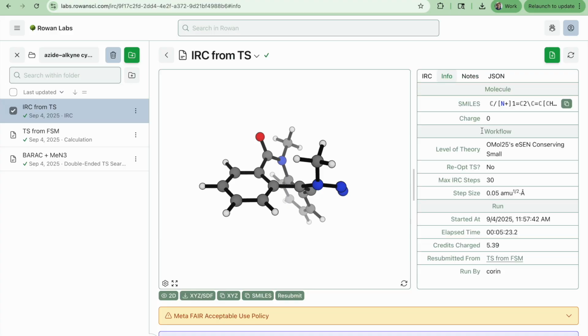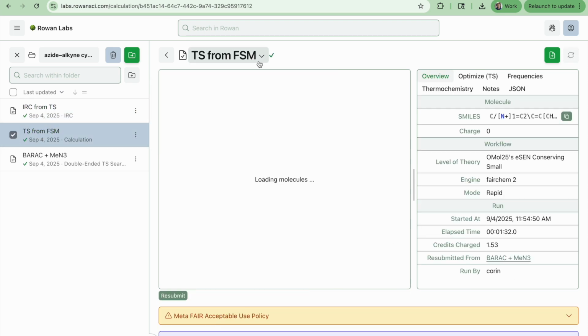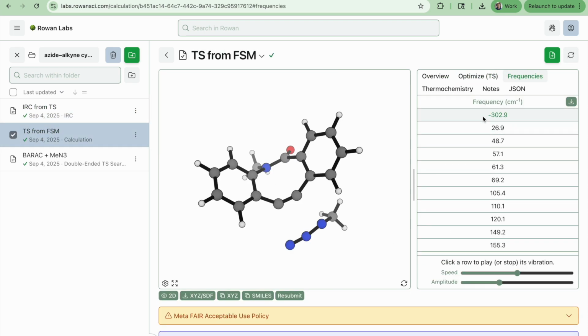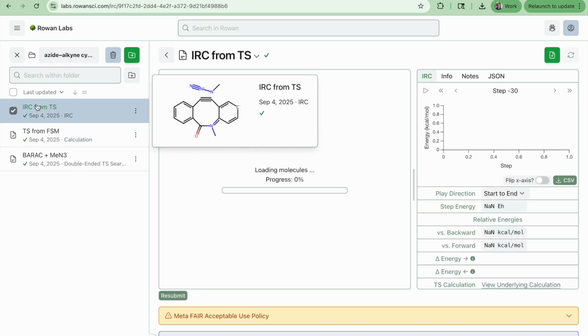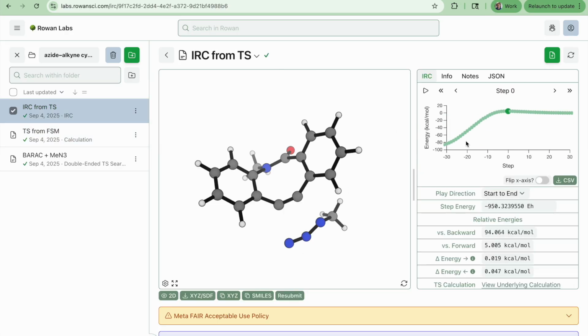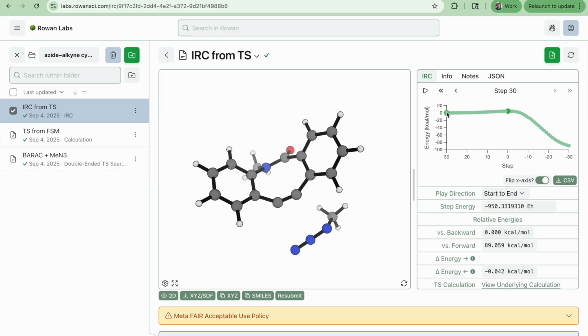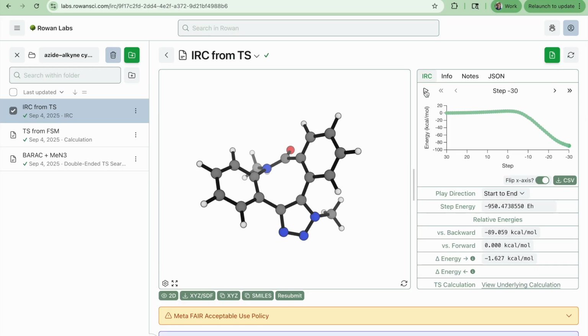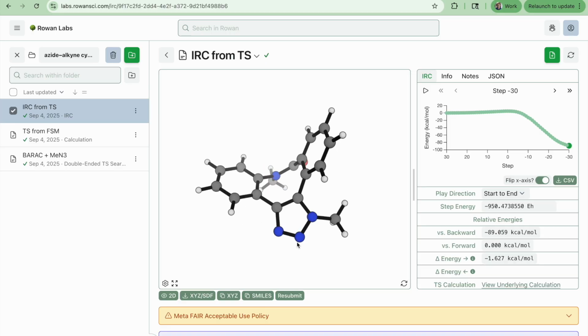Okay, IRC is just finished. Again, in total, this took 5 minutes. And so if we were feeling particularly high throughput, we could probably skip this step and just look at this and say, yeah, this looks like a good enough process. But the IRC does let us actually confirm that this is the correct reaction. And now if we flip the x-axis, we can see this happen all the way through. And there it is, the 3+2 cycloaddition between methyl azide and this strained cyclooctyne.